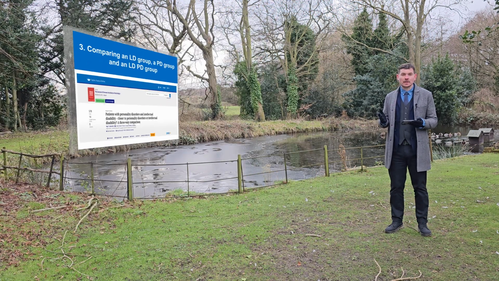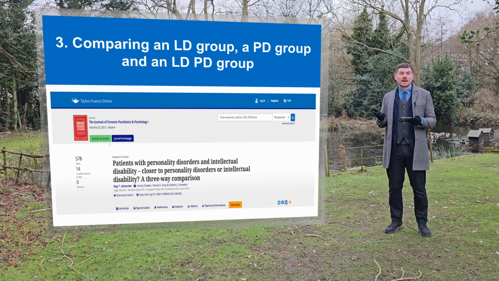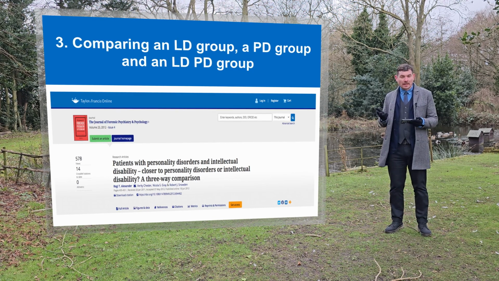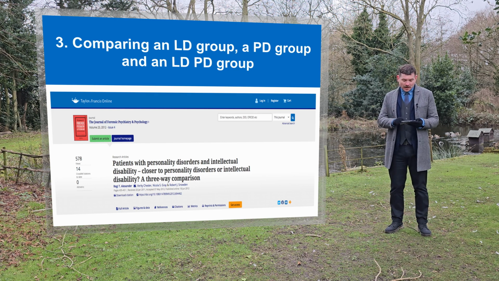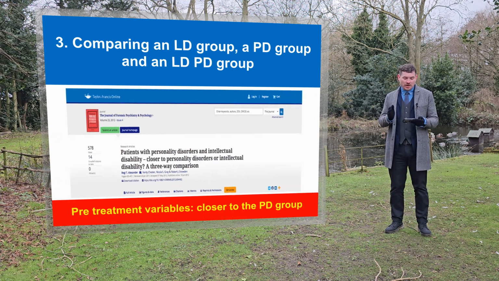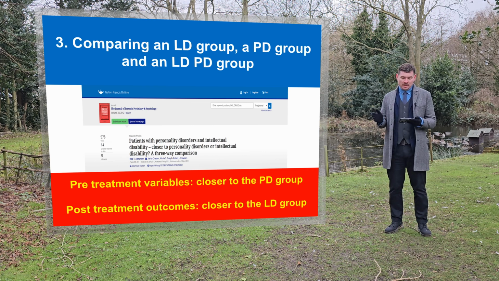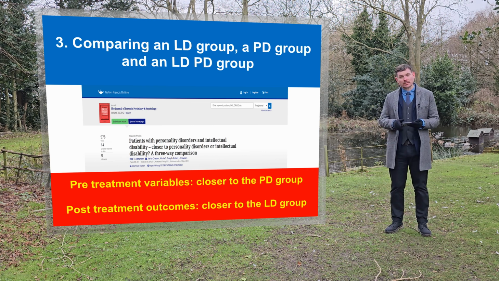And then the third paper looked at 3 groups: personality disorder, intellectual disability, and personality disorder in patients with an intellectual disability. And really this was about whether there were more similarities or differences between the groups, how they compared across the 3. And it showed that on the pre-treatment variables, the PD-LD group were closer to the personality disorder group. But when you look at the post-treatment outcomes, they were closer to the learning disability group, which is positive in terms of the impact of treatment.